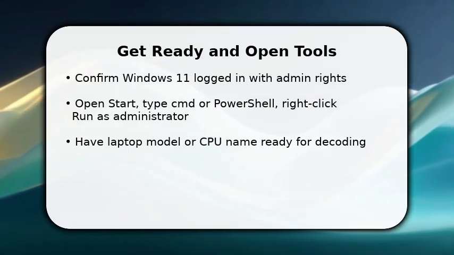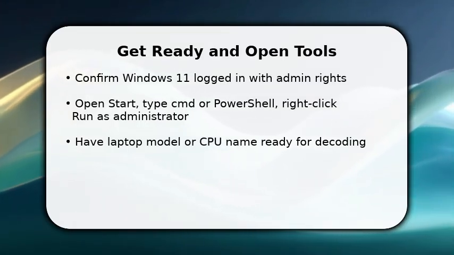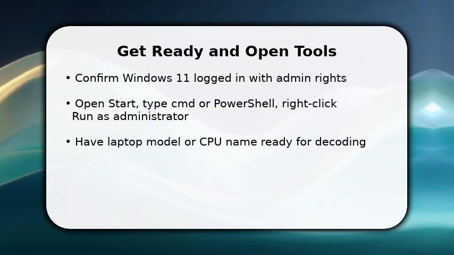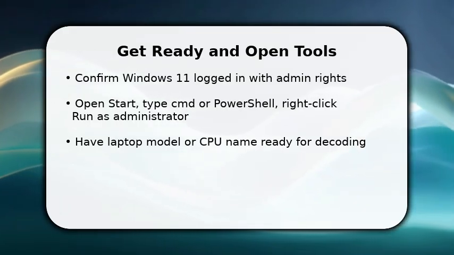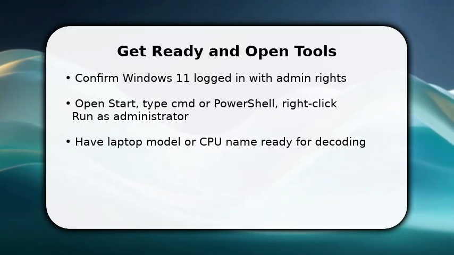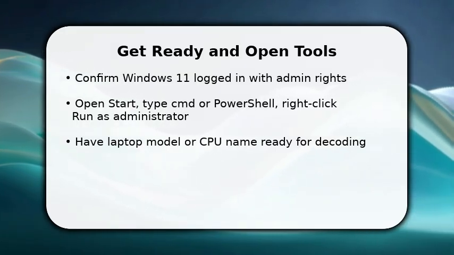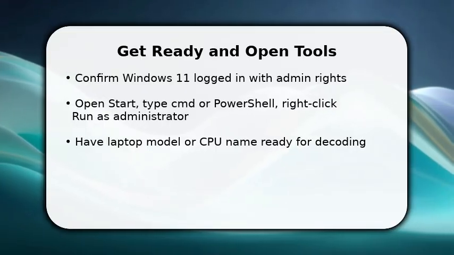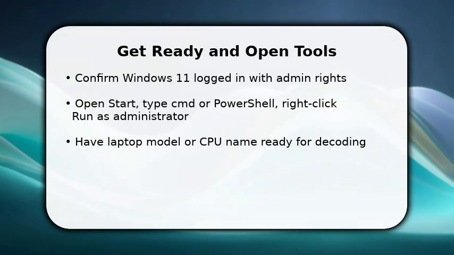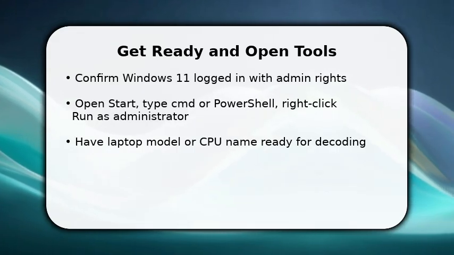You start by getting the minimal prerequisites done. Make sure you are signed into an administrator account and that you can run commands. Once ready, open Start, type CMD or PowerShell, then choose Run as administrator so commands return full hardware info. You do this because some system queries need elevated access to show model and CPU strings.